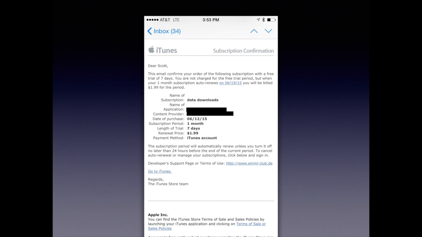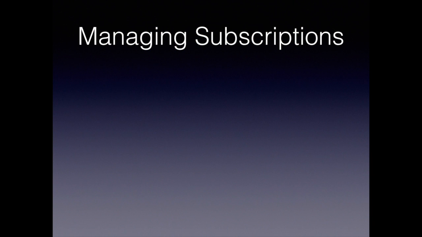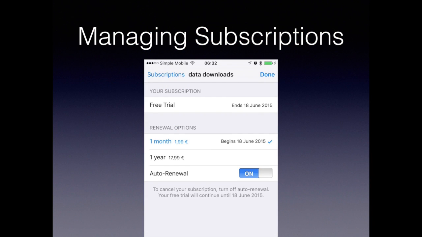So speaking of managing subscriptions, the button you saw before, if you push that, you get to this view. And this view is actually hidden in Settings, iTunes, then you click on your Apple ID and View Apple ID, and there's a section, Subscriptions, and if you then click on the subscription by the name of this app, you see this. And in this case, you see that there's still a free trial going on until the 18th of June. The currently selected plan is the monthly plan, and there's the switch to disable auto-renewal.